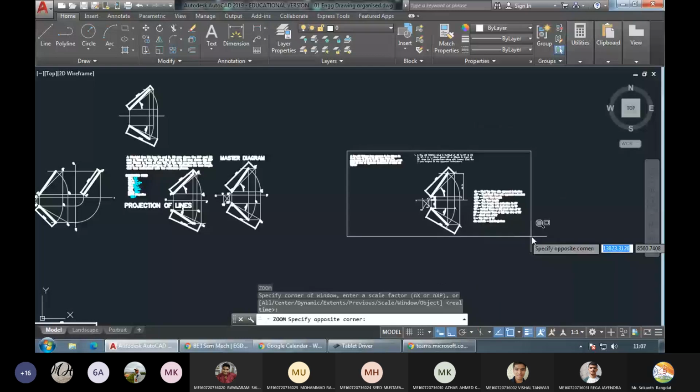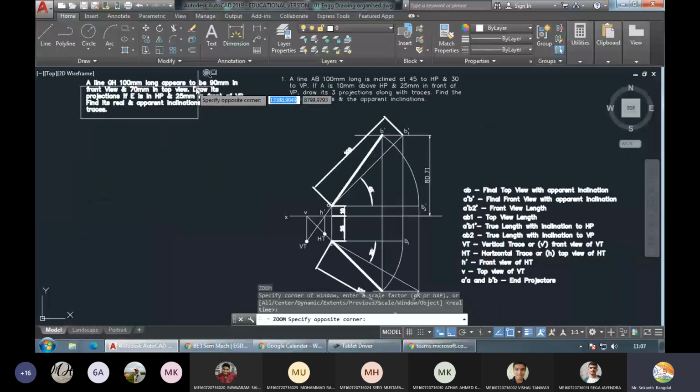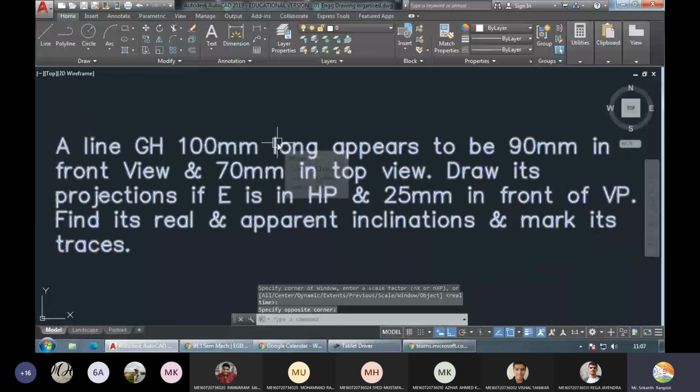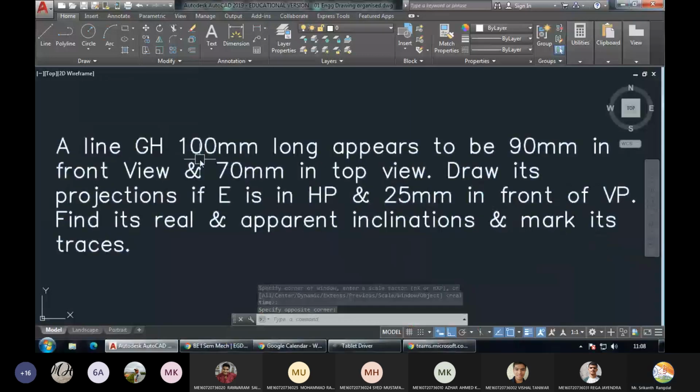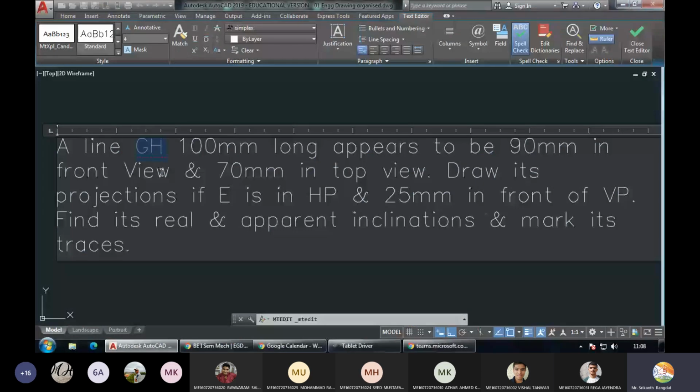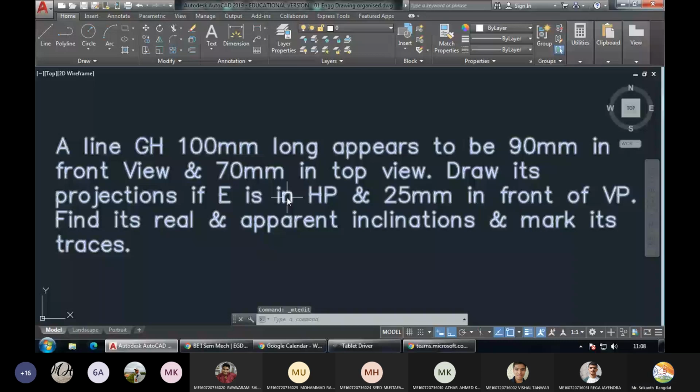So this is our problem statement. Now instead of AB, what is the name of our line? The name of our line is GH. So wherever we have taken A in the master diagram, we have to take G, and wherever we have taken B, we have to take H. The remaining everything remains the same. We have to draw according to the given dimensions. So a line GH, 100 mm long.